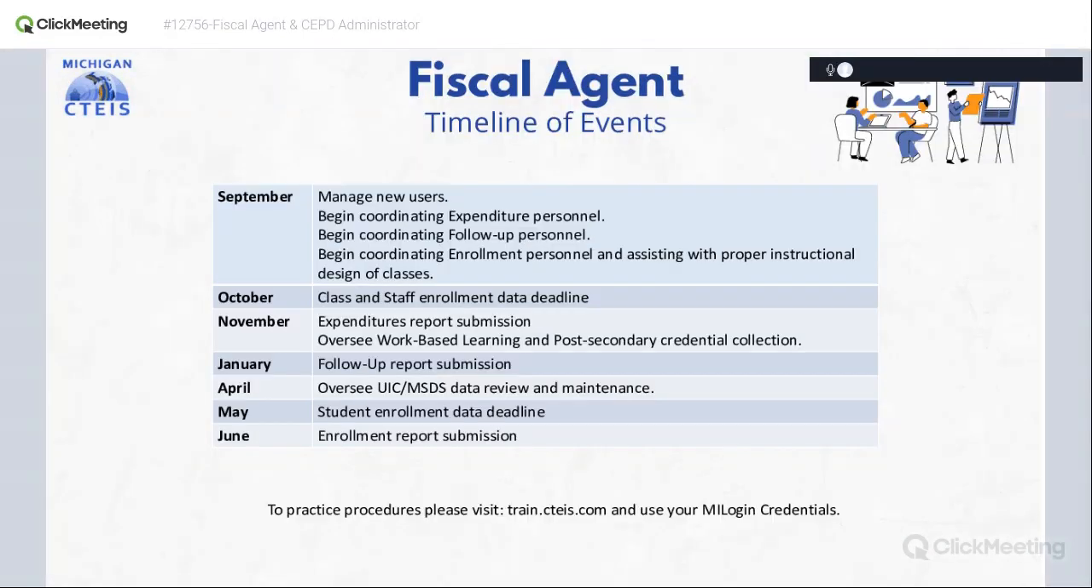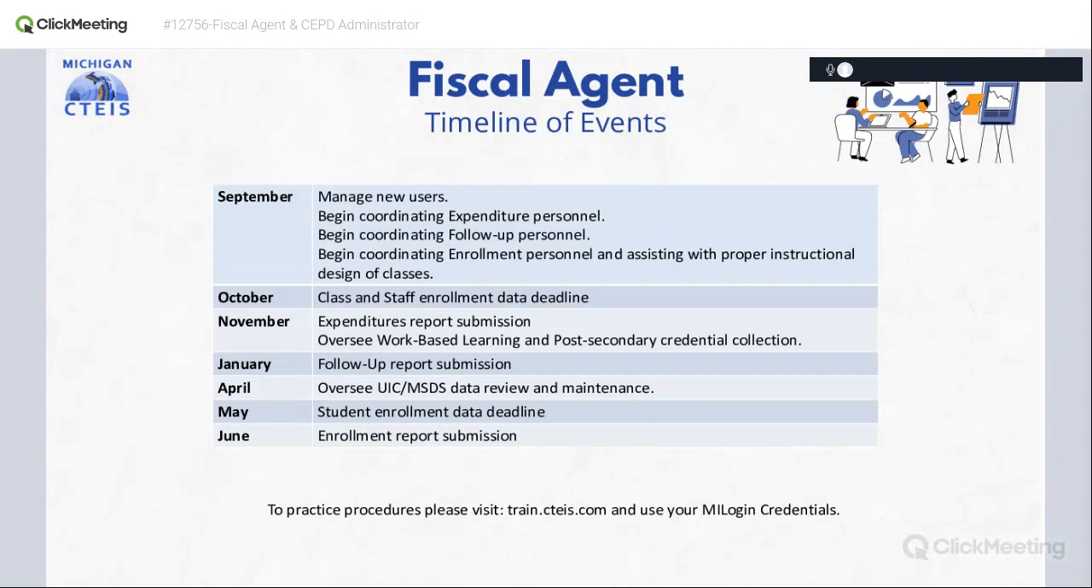All right, so to get more specific, this is the fiscal agent timeline. As we are stating right now, we're in September. So fiscal agents are managing new users. They need to begin coordinating expenditure personnel, follow-up personnel, and enrollment personnel, and assisting with proper instructional design of classes.